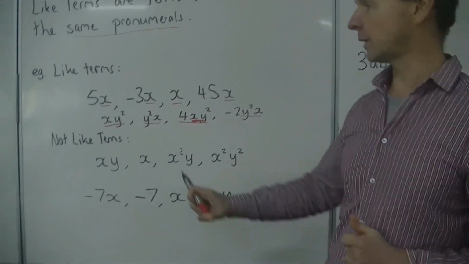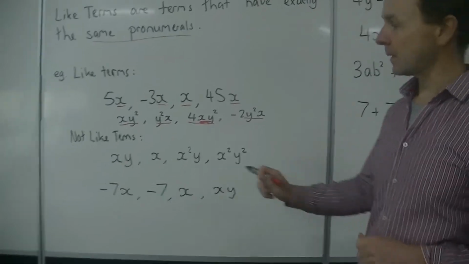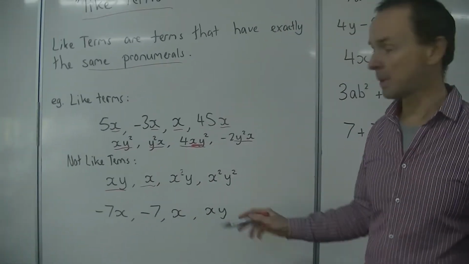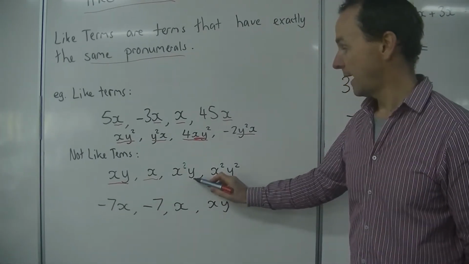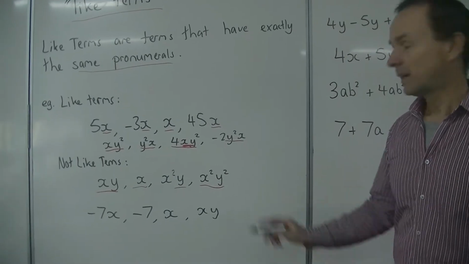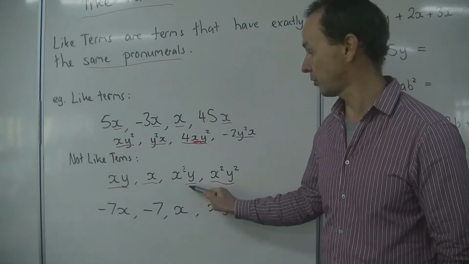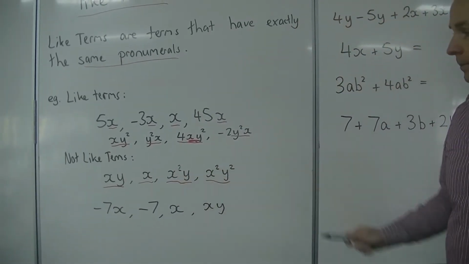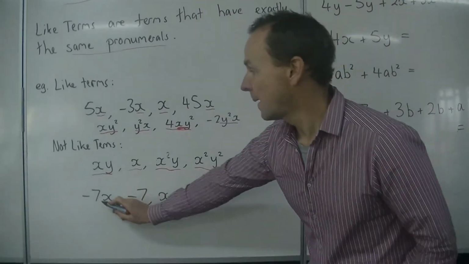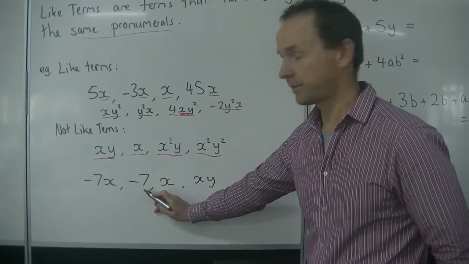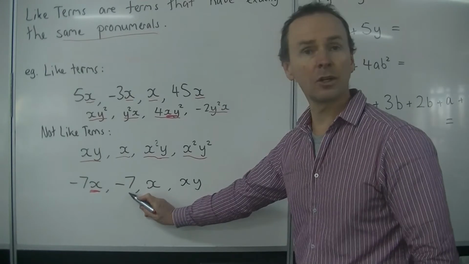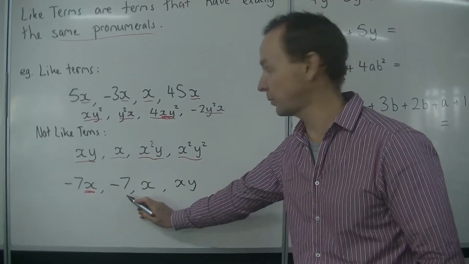Alright, let's look at the next one, not like terms. So if you had an xy term and an x term, they're not the same because they're not identical. x squared y, and x squared y squared. None of them are identical if you look at those terms. So they're not like terms. You couldn't add them together at all. And some people get confused with this. Minus 7x and minus 7. They're not like terms. This is an x term. This is a constant. It doesn't even have a pronumeral next to it.